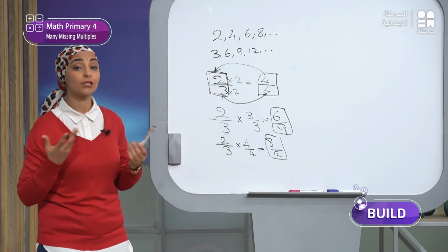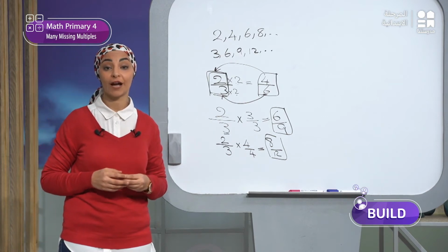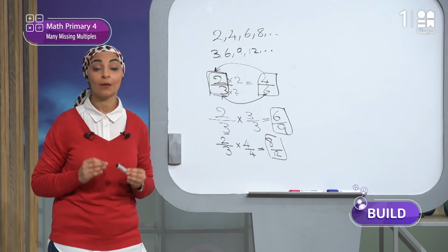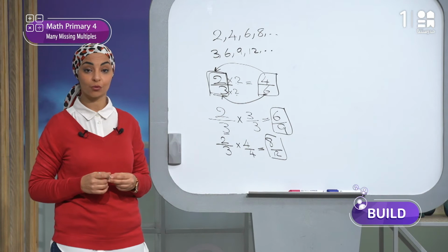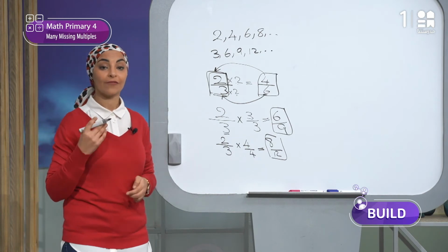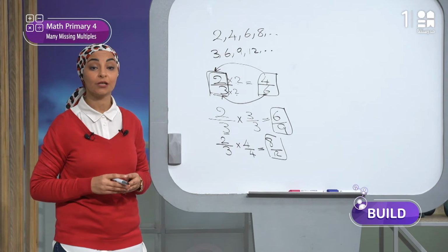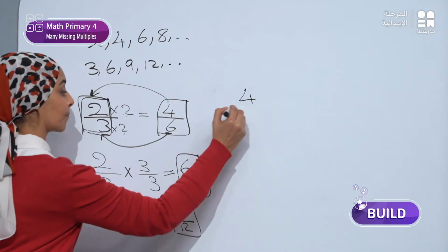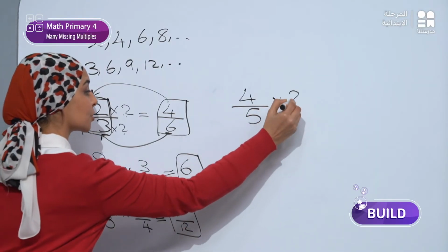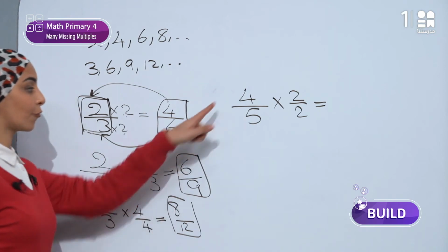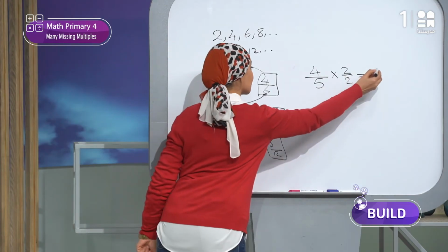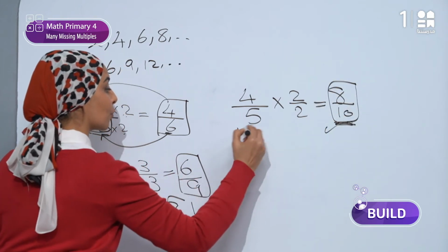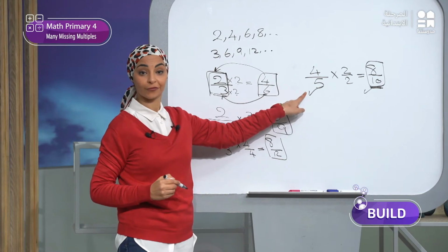طيب, but what can we do if I want to find an equivalent fraction ل 4 over 5 using multiples? ممكن نعمل multiplying it by 2 over 2. تعالوا كده نعملها مع بعض. يبقى if I want to find an equivalent fraction to 4 over 5, I can multiply it by what? 2 over 2. So 4 times 2 gives me what? 8. 5 times 2 gives me 10. ده معناه إن 8 over 10 equivalent fraction to 4 over 5.